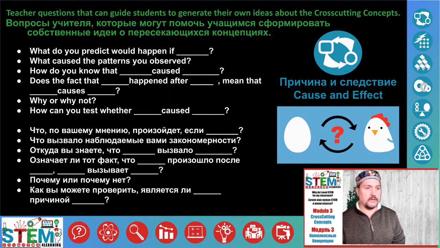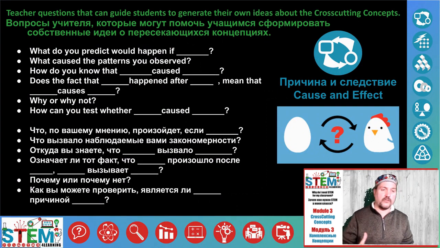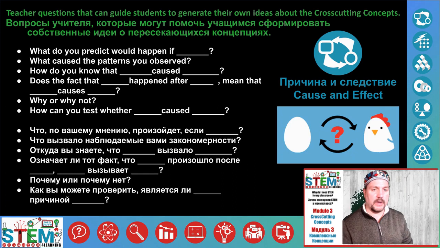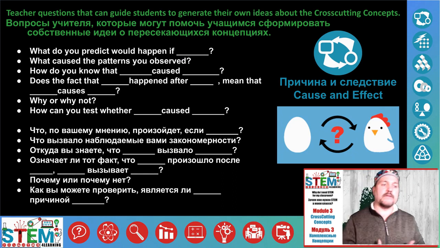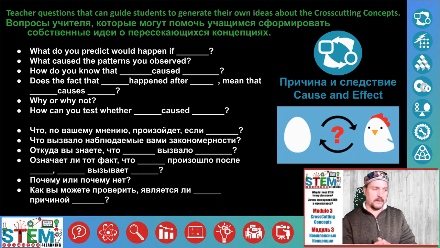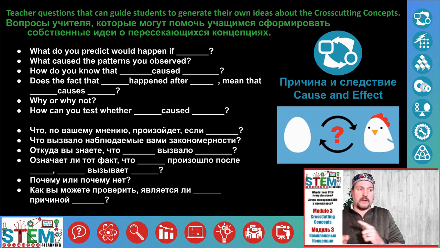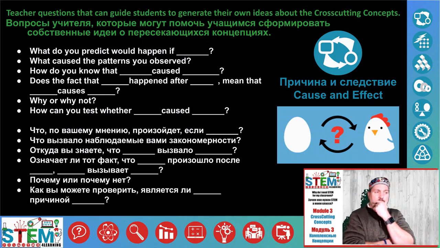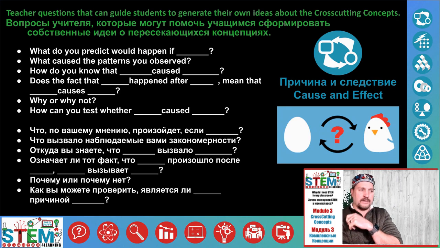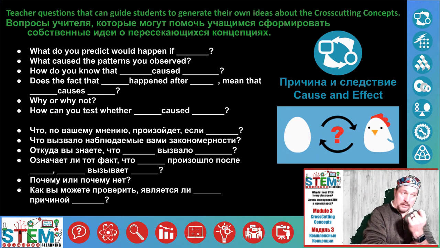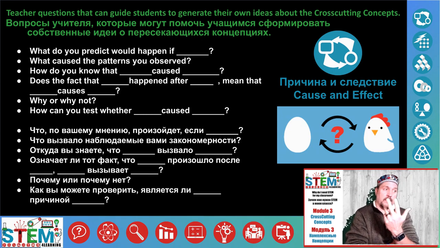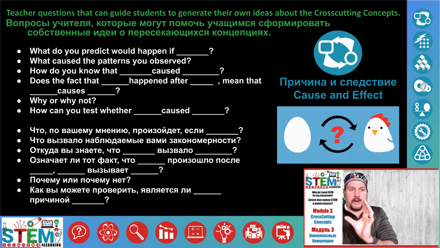Okay. And so these are some sets of questions that I've pulled from some NGSS materials that'll lead students to think about cause and effect. And so you might consider, if you are in a mode of teaching and it's time to ask a question, questions like this. What do you predict would happen if this happened? What caused the patterns that you're seeing? How do you know that blank caused blank? Does the fact that something happened after that mean it always causes it? Why or why not? How can you test whether blank caused blank?